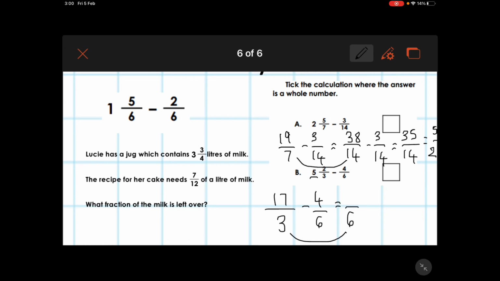What did I do to 3 to get to 6? I multiplied it by 2, so I must multiply 17 by 2, and that's 34. And 4/6. Now 34 minus 4 is 30, and 6 will be the denominator. Now I can simplify this fraction because 6 goes into 30 5 times. So it is just 5.